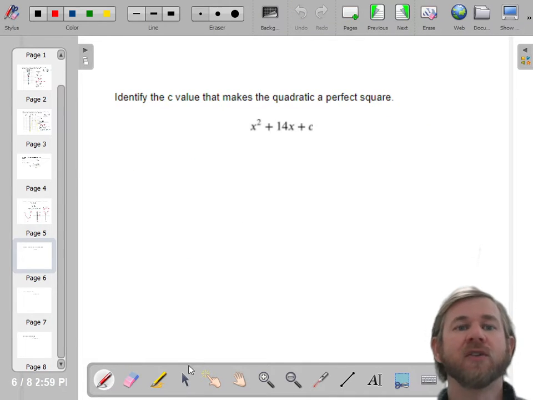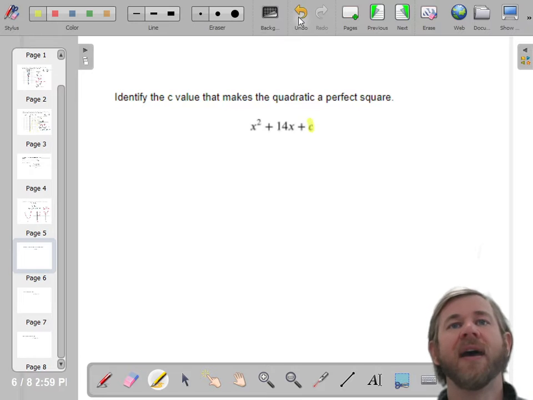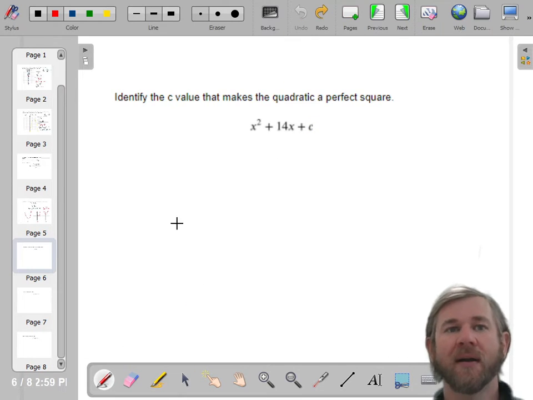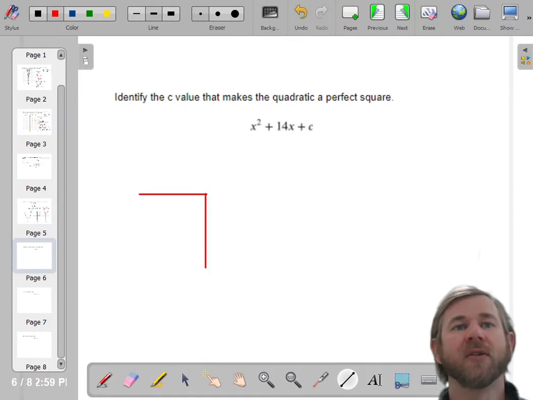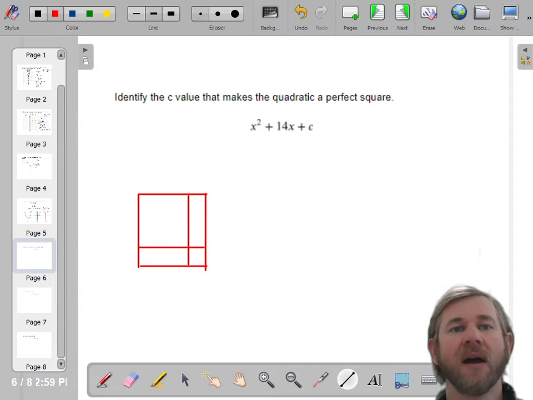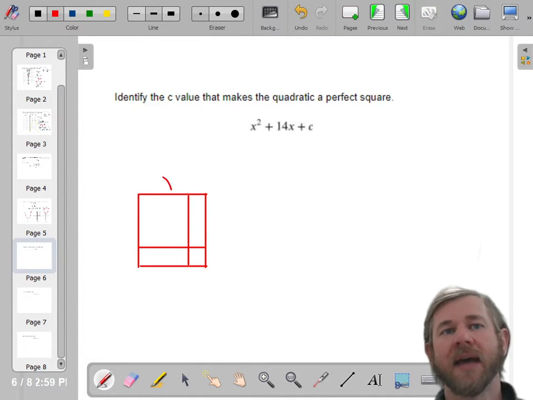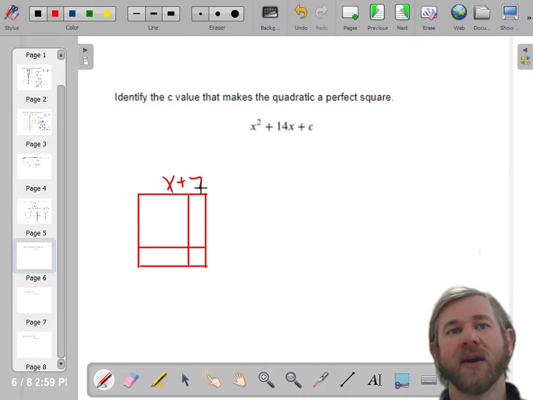Identify the value that makes a perfect square. So I'm trying to figure out what I would put there to make this a perfect square. Now, when I do these, I like to draw the picture, so I'll just kind of sketch it out and say, I'm asking you what the corner is. If you're going to complete the square, I want to know what the corner is. So I'm going to take this and say, okay, it's x, and it's always half of 14, so x plus 7. This would be x plus 7.